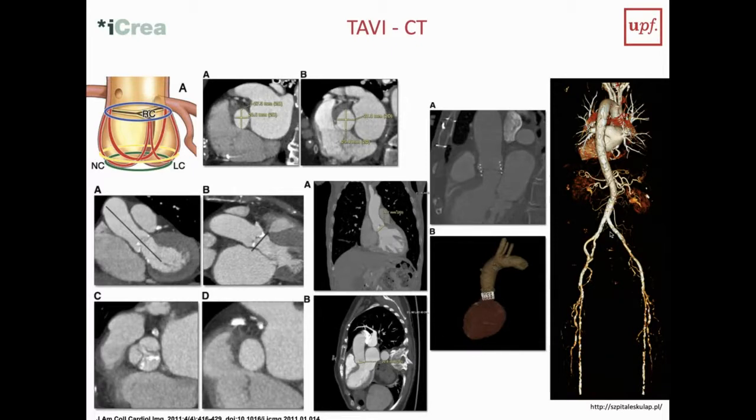And also, when we need to put a catheter, so if we put a valve through a catheter, what we need to see is whether we are able to get to the heart. So here is a patient, for example, where you see that in the arteries around the leg, there's a huge amount of calcium there.